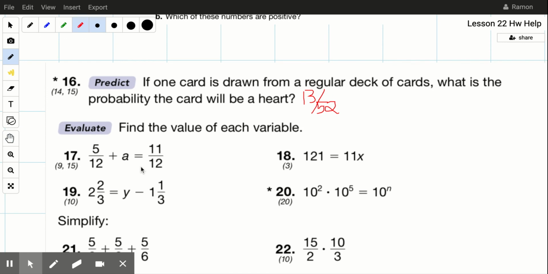Find the value of each variable. Since we're adding, we're going to subtract. Unfortunately, we already have the same denominator. So we just need to subtract and simplify if possible.